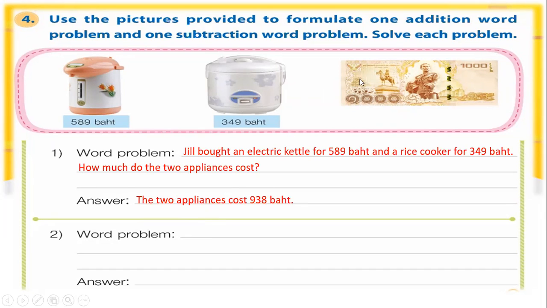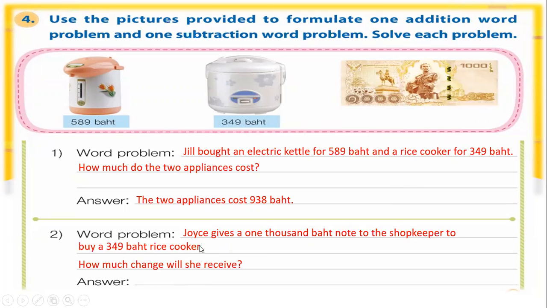Now, from the same picture, we can make one problem of subtraction. What kind of word problem can we make? We can make a very simple one. We have a 1000 baht banknote, right? So let's make a word problem: Joyce gives a 1000 baht note to the shopkeeper to buy a 349 baht rice cooker. So we already have the word problem, where Joyce gives a 1000 baht banknote to the shopkeeper and buys one rice cooker.